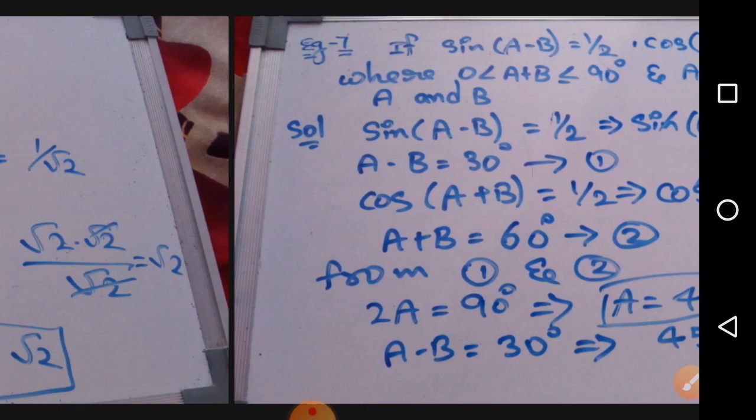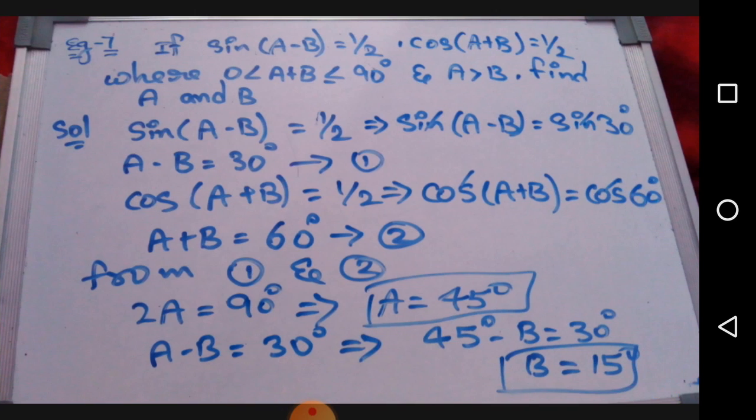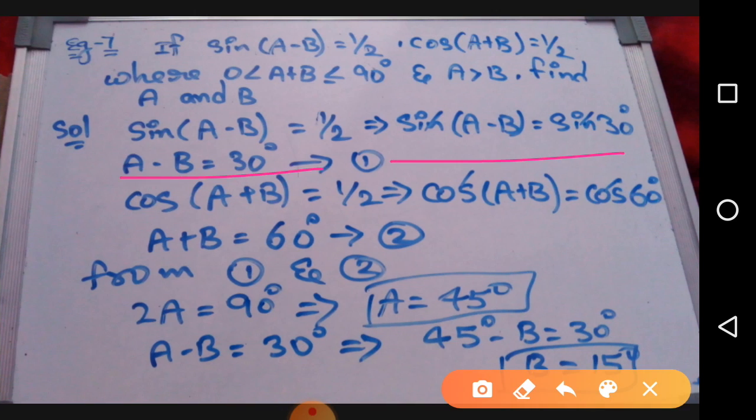Sorry, let me take the pen. Okay, and a minus b is 30 degree. Similarly cos of a plus b is 1 by 2, thus cos of a plus b equals cos 60, so cos gets cancelled, a plus b equals to 60. Thus we have two equations, equation 1 and equation 2. A minus b is 30 degree, a plus b is 60 degree. So from equation 1 and 2, if we solve, b gets cancelled and 2a equals to 90 degree.